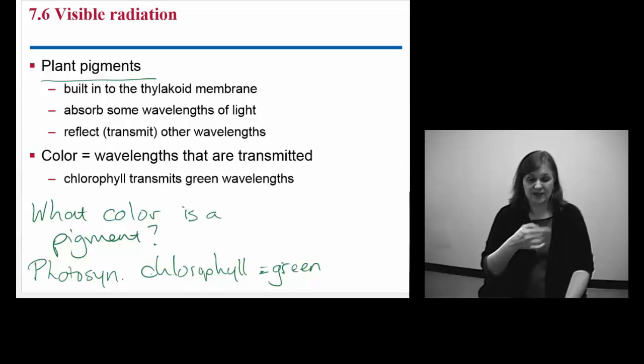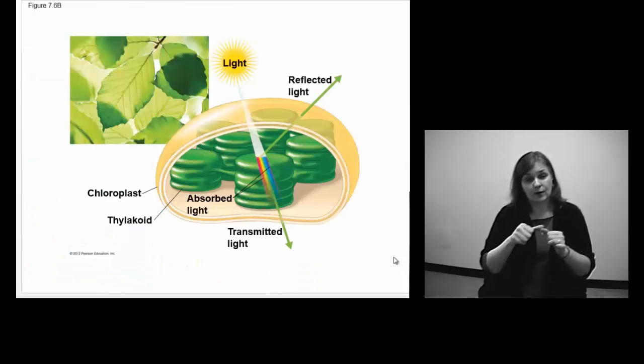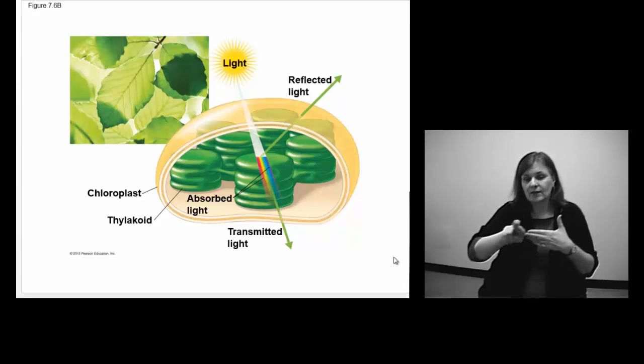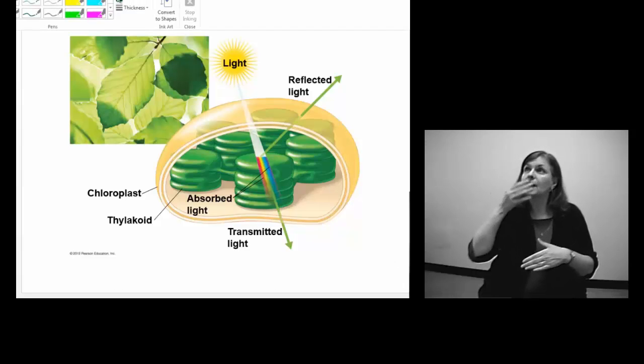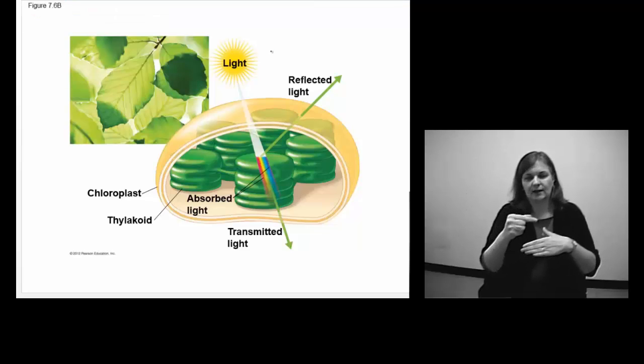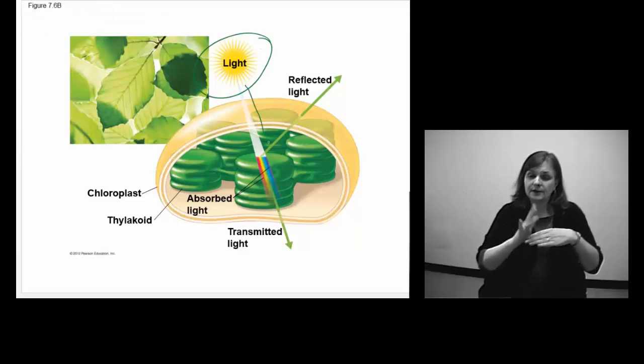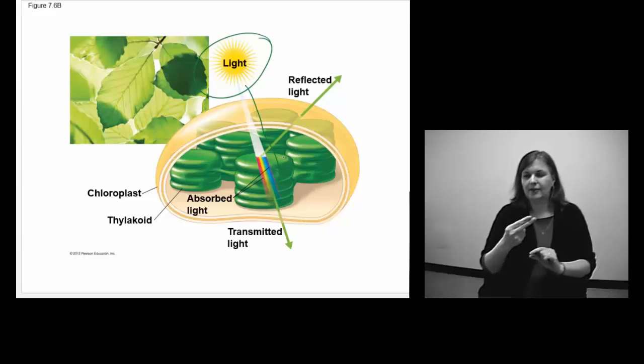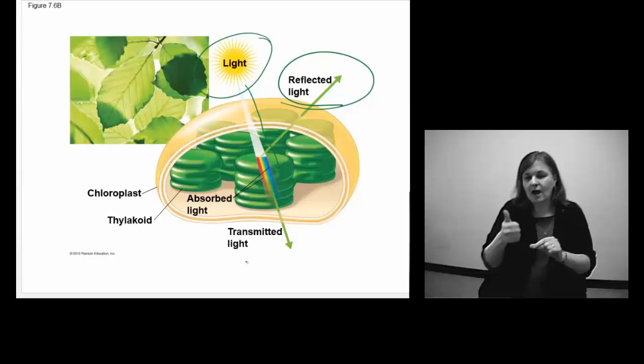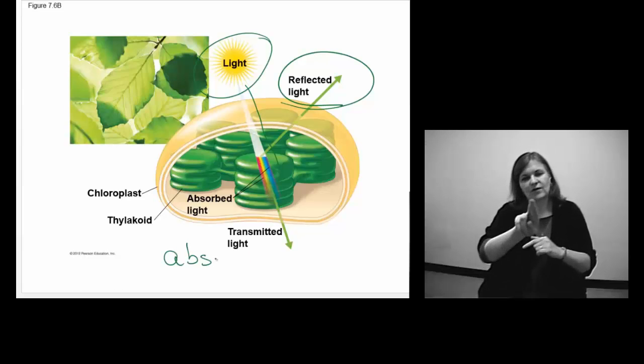If our pigment is green, what does that actually mean about the light that we see as being green? Well, remember, that means that our green chlorophyll is actually reflecting green light. So when light from the sun comes in to our thylakoids, we're actually reflecting green light and absorbing all other light.